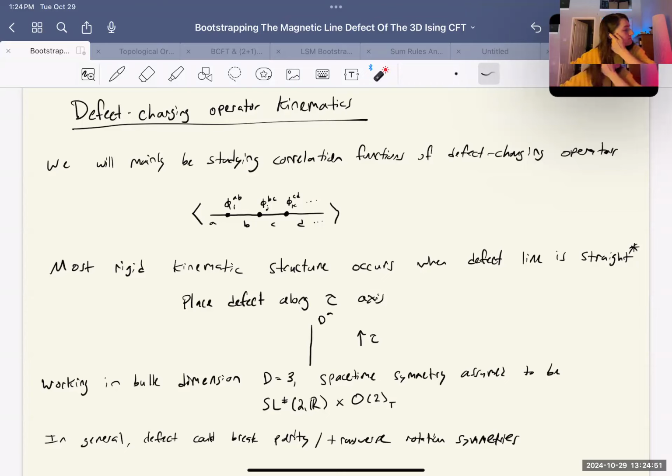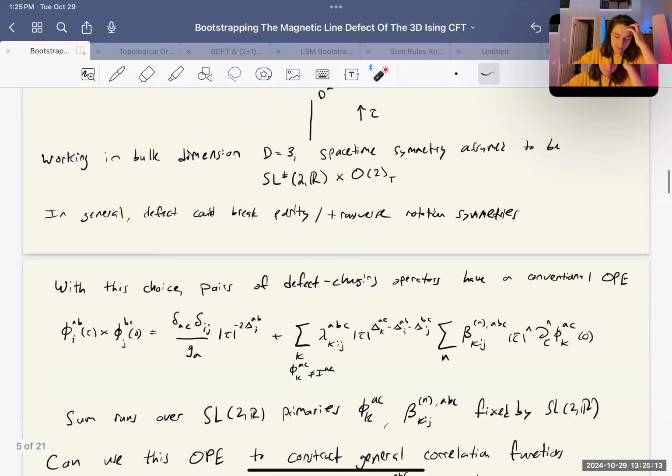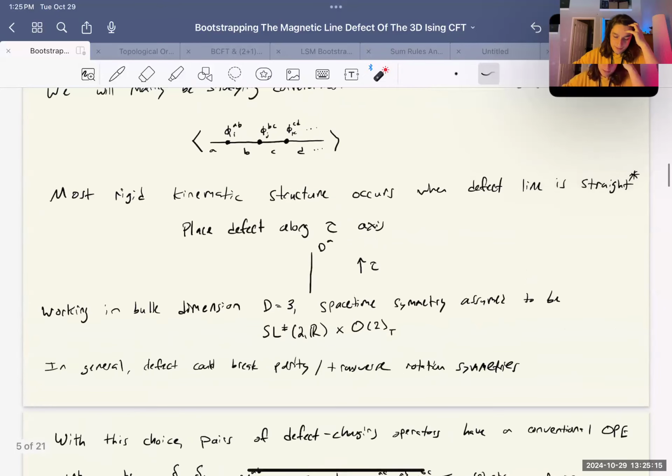A very concrete question related to this is you can ask if there's a parity breaking defect in the Ising CFT or something like that, because it would have to be non-perturbative, because there's no parity breaking relevant defect operator in the bulk. But I couldn't find anything when I tried to do it.